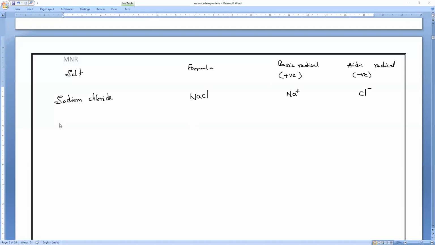Next, sodium nitrate. Mr. Nimish, you tell me what is the formula of sodium nitrate. Others, you write. Sodium nitrate formula, tell me, Nimish. Can you hear me, Nimish? I'm calling you only.